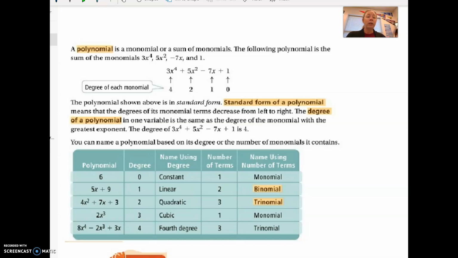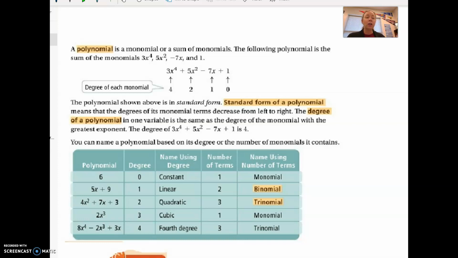The degree of a polynomial, like I said earlier, is going to be different than the degree of a monomial. When it's a polynomial, it's the same as the degree of the monomial with the greatest exponent. So that's all we have to look for here is the greatest exponent. In this example, 4 is the greatest exponent, so we would say the degree of this polynomial is 4. Different than monomials, so you've got to keep those two things separated, okay?